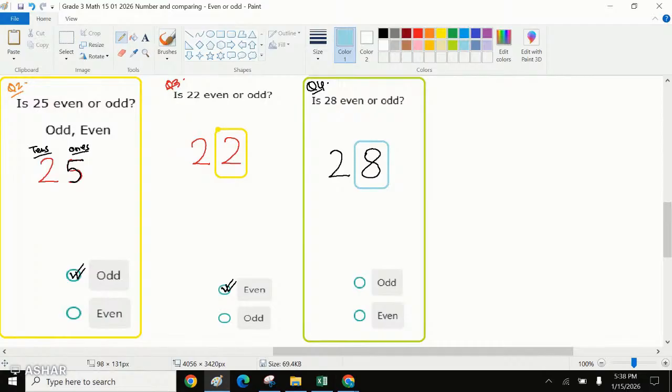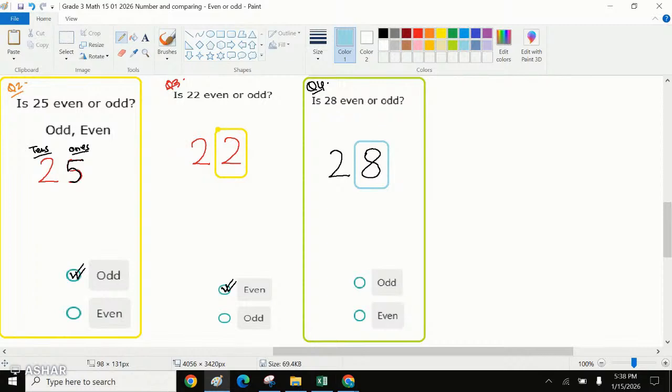No, Baruch, which question are you saying odd? That was question number 2, right? We're done with 3. 3 would be, yes, 28. May, 28 is even or odd?